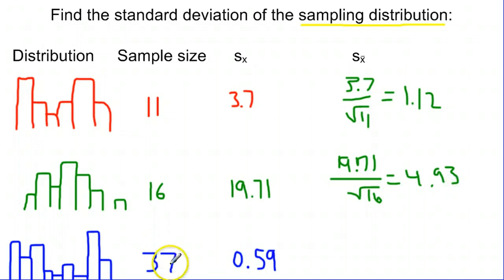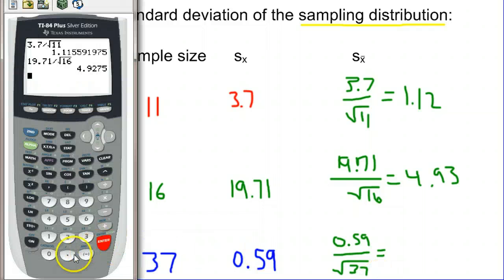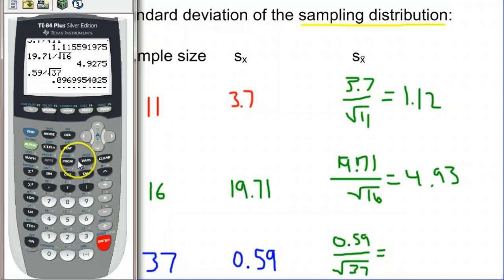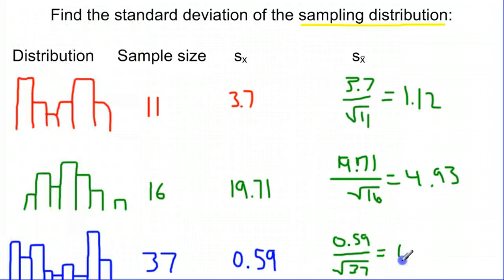And then same idea with the last one. We take our original starting one, our 0.59, and we divide that by the square root of our sample size, which is 37. And so that's going to be divided by about 6, so we should be expecting something around 0.1 here. And if we do this in our calculator, we find that it comes out to 0.097. We'll round that off to 0.097.